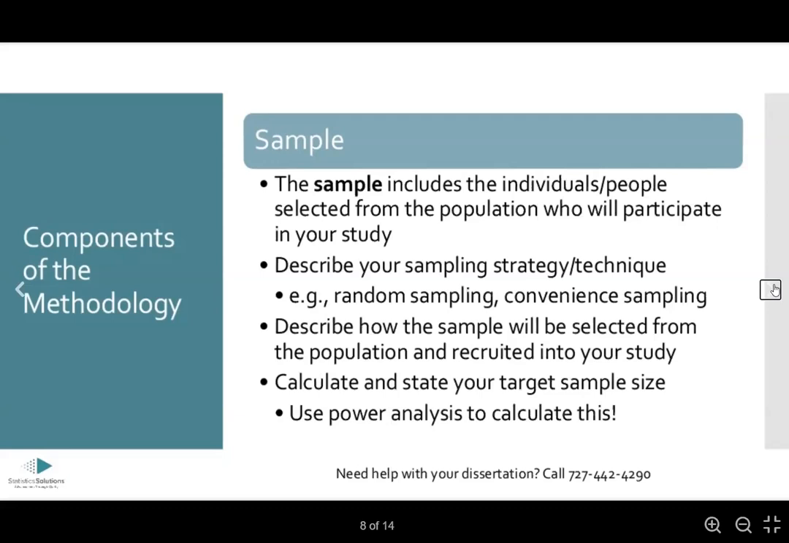Then you'll want to describe how the sample will be selected from the population and recruited into your study. So what are the recruitment methods that you intend to use for this study? Will you be cold calling people? Will you be posting flyers in Facebook groups? Will you be posting a flyer in a local organization? Whatever that process looks like, you will want to outline it here. And then talk about the steps. So once a participant sees your flyer or receives your email or whatever it may be, what are the next steps that they need to take or that you need to take in order to enroll them in the study? You'll want to identify those as well.